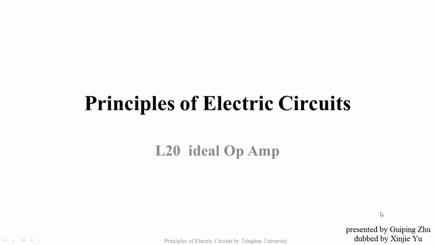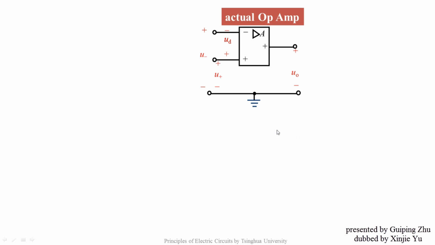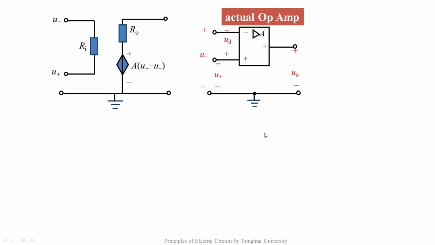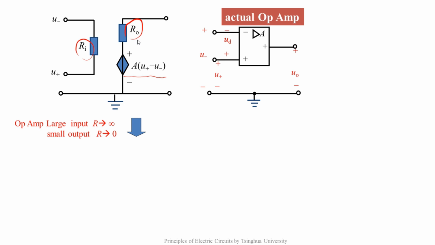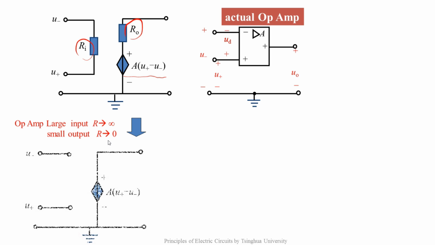Hello everyone. We've learned about the real op-amp and built its circuit model based on its transfer characteristic. In the circuit model, there is an input resistor, an output resistor, and a voltage-controlled voltage source, which represent the relationship of the amplification between the output voltage and the voltage difference between the non-inverting input and the inverting input terminals. Since an actual op-amp's input resistance is very large and the output resistance is very small, we can simplify the circuit model. If its input resistance tends to be infinity and output resistance tends to be zero, the circuit model can be simplified like this.